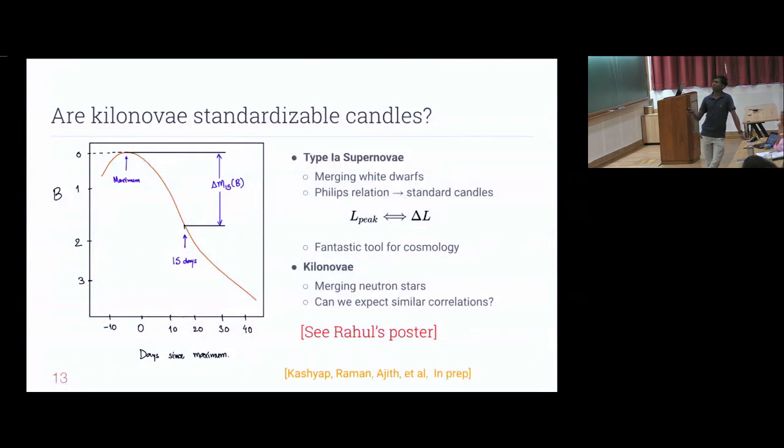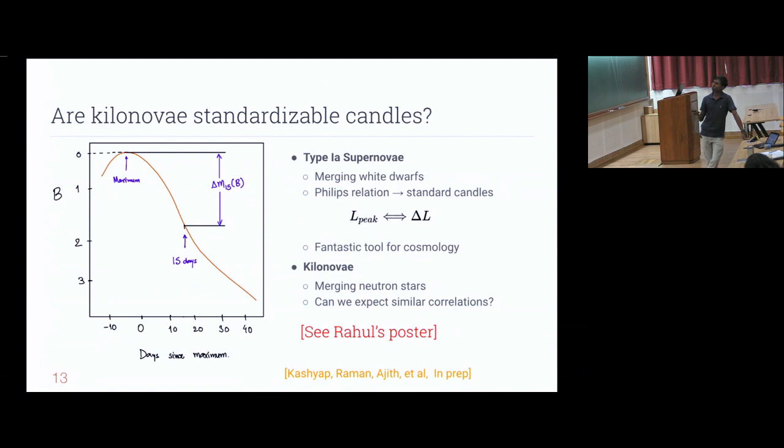Another ambitious project we are exploring is on the electromagnetic counterpart of binary neutron star mergers. As you know, when we observed the first neutron star merger in LIGO and Virgo, we also observed a kilonova associated with that. Kilonovas are very similar to type 1a supernovae in many senses. Kilonovas are produced by the merging of neutron stars. On the other hand, type 1a supernovae are produced by merging of white dwarfs. And both are powered by the radioactive decay of r-process elements.